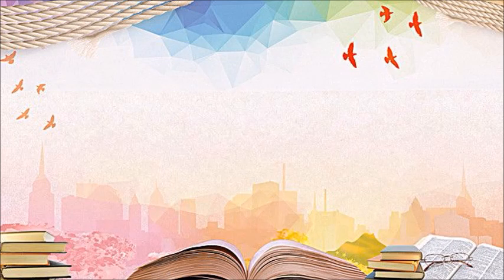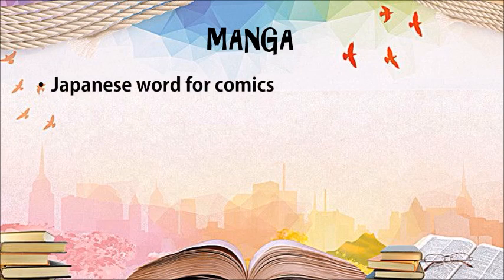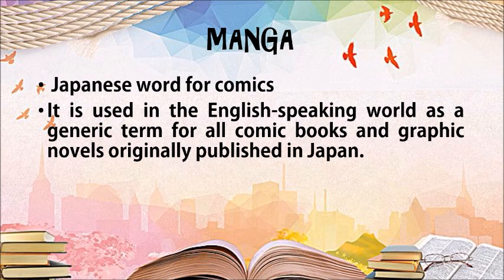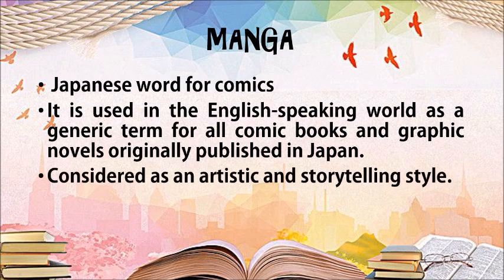So the fourth 21st century literature genre is called manga. Manga originated in Japan. In the Japanese word, it means comics. It is used in the English-speaking world as a generic term for all comic books and graphic novels originally published in Japan. It is considered an artistic and storytelling style. Moreover, manga is categorized into different forms.